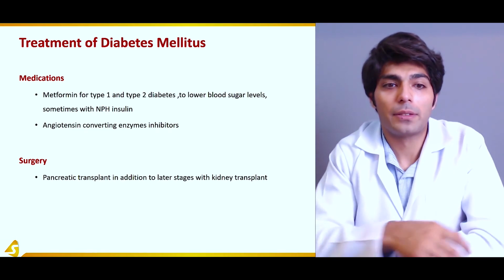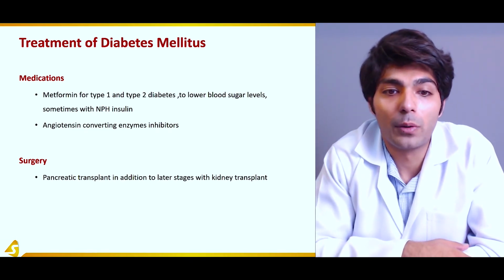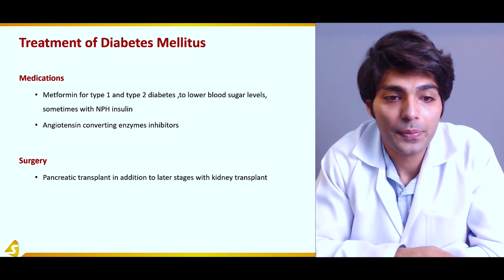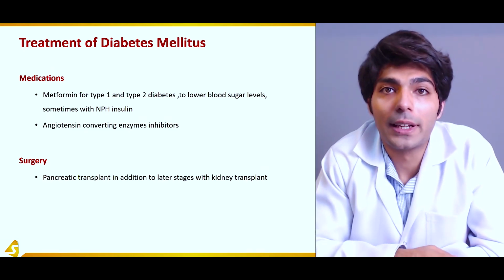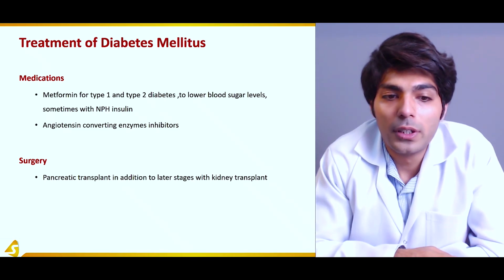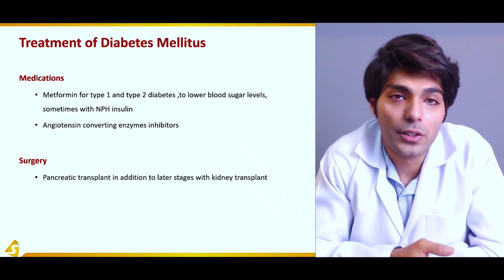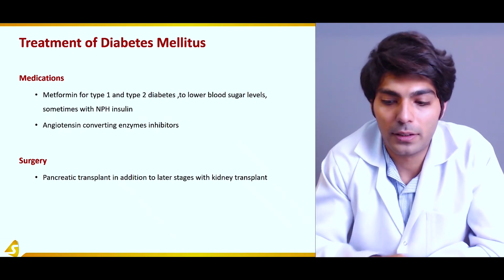Now, the treatment of diabetes mellitus: we have medications, metformin for type 1 and type 2 diabetes mellitus, which lowers the blood glucose level. Then we have angiotensin converting enzyme inhibitors. Sometimes we perform surgeries, that is pancreatic transplant, in addition to kidney transplant in the later stages.